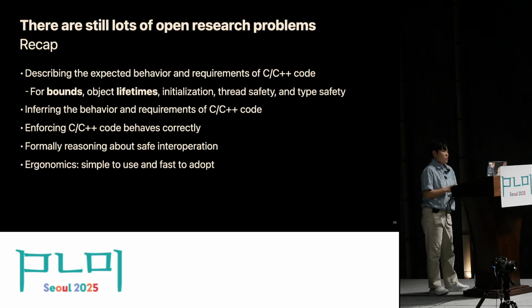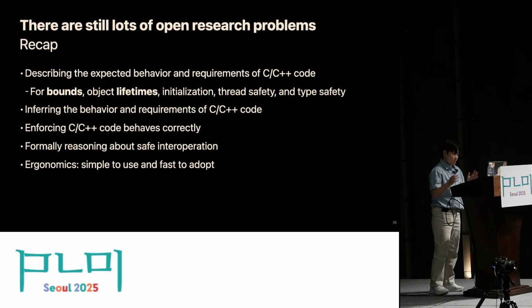Reasonably inferring the requirements for C and C++ code is still an open problem, as pointer analysis tools for C and C++ are not up to the test yet. I've talked about enforcing bounds safety for C using the same bounds annotations, but enforcing lifetime safety and other safety properties is much more challenging.